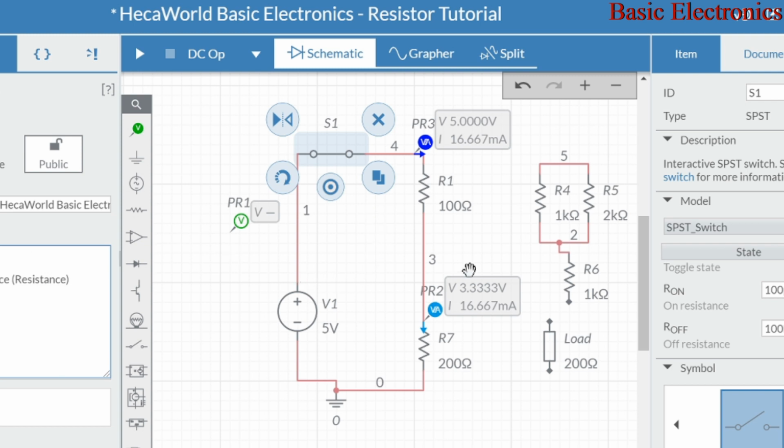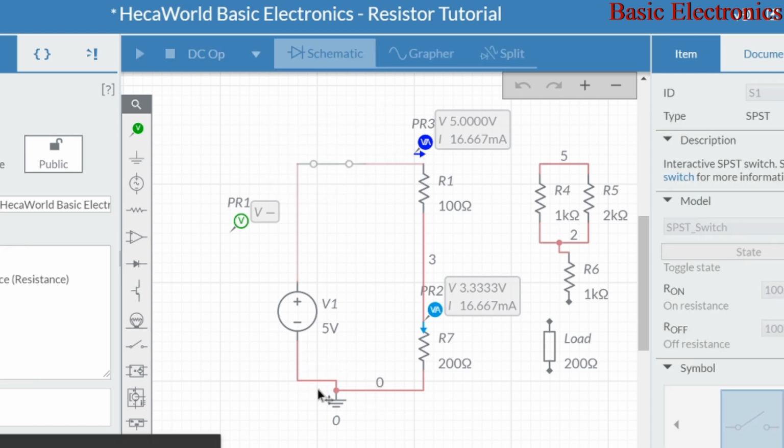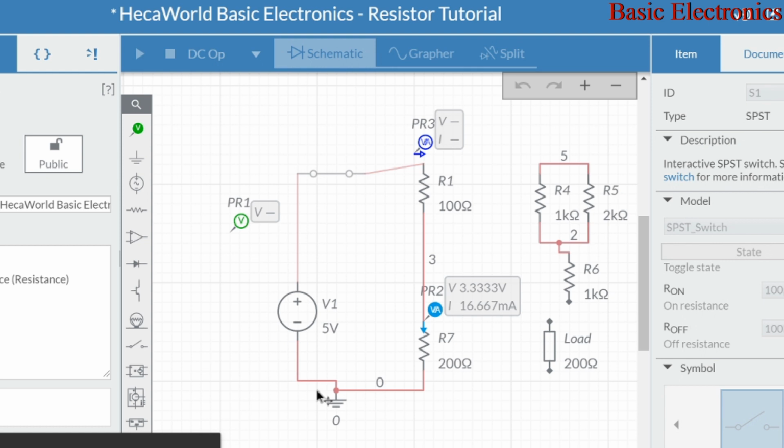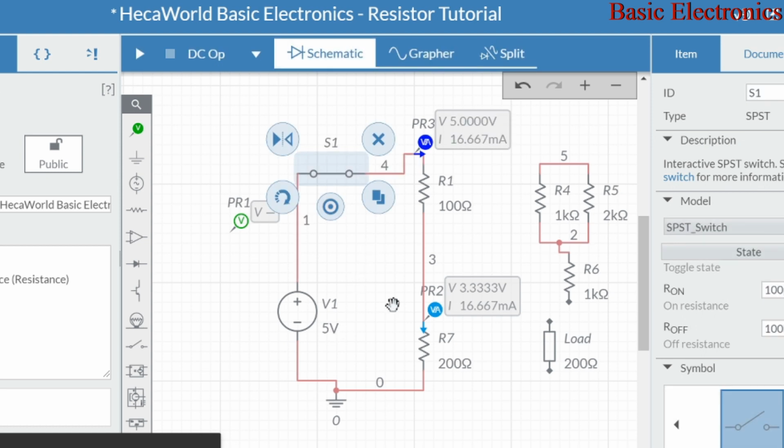V is equal to IR. So this is a law. This is a basic law in electronic circuit theory, that V is equal to IR. The product of the current and the resistance in a path in a circuit is equal to the voltage developed across that resistor. So we have proved that here.